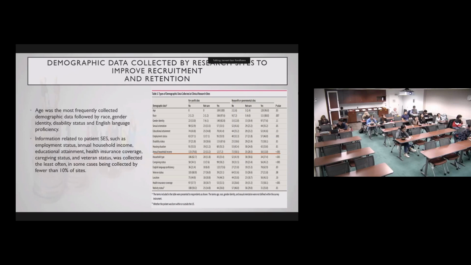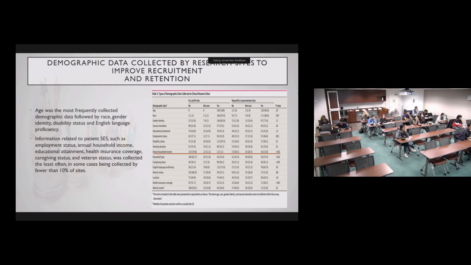The other results were on the basis of demographic data that was collected by the research sites. The demographic data included age, race, sexual orientation, educational status, employment status, any health insurance related status, caregiving status, and many more. Age was the most frequently collected demographic data, followed by race, gender, disability status, and English language proficiency. But it is very evident from this table that both the organizations did not collect much data for annual household income.